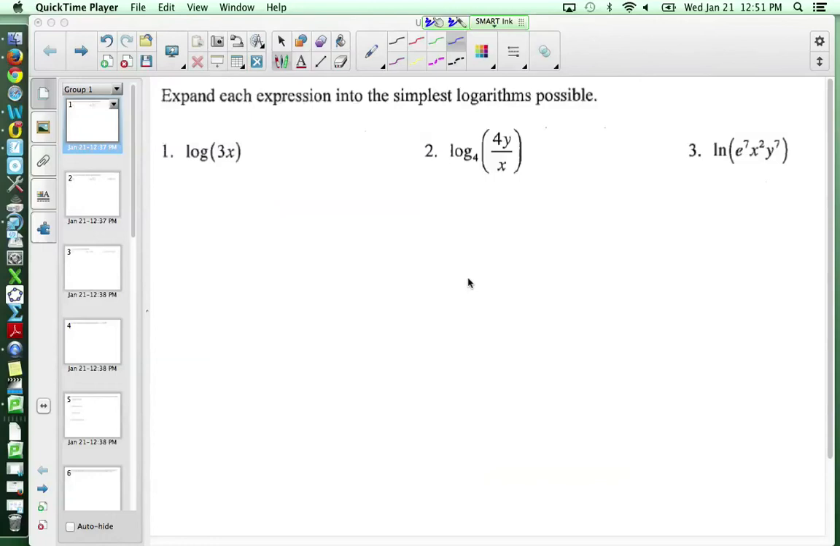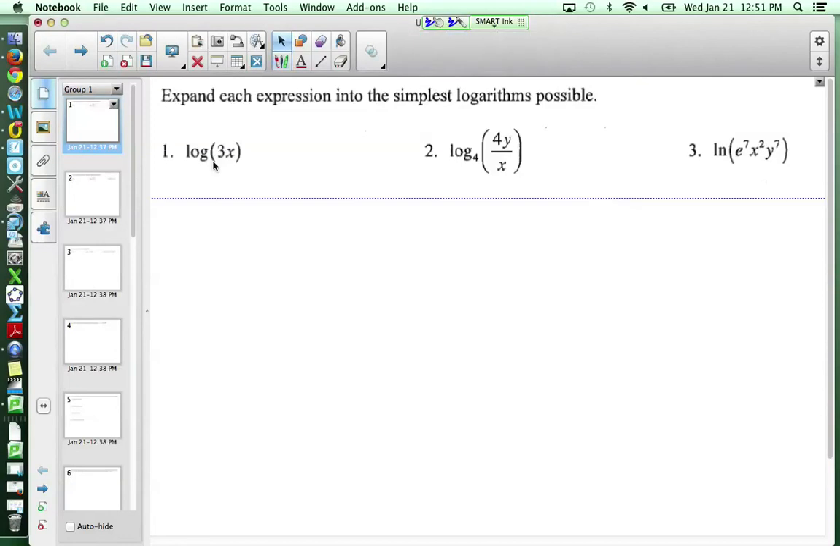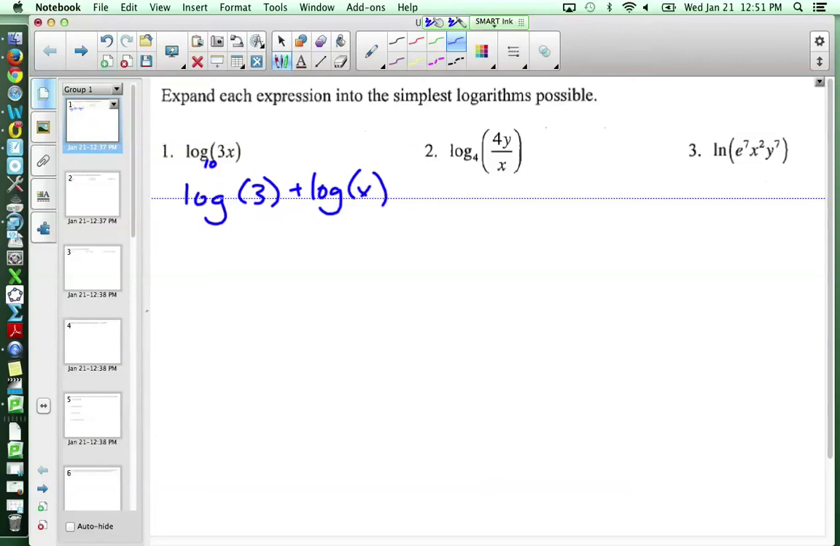So for this first problem, we have the log of 3x. Remember, without the base written, we assume that this is a base 10 logarithm, which is not too important for this particular problem. But if we have the 3 times x in the middle, we can separate this into two logarithms that are added together: the log of 3 plus the log of x. So anytime we multiply on the inside, we can add those logarithms together. Both those logs are positive.